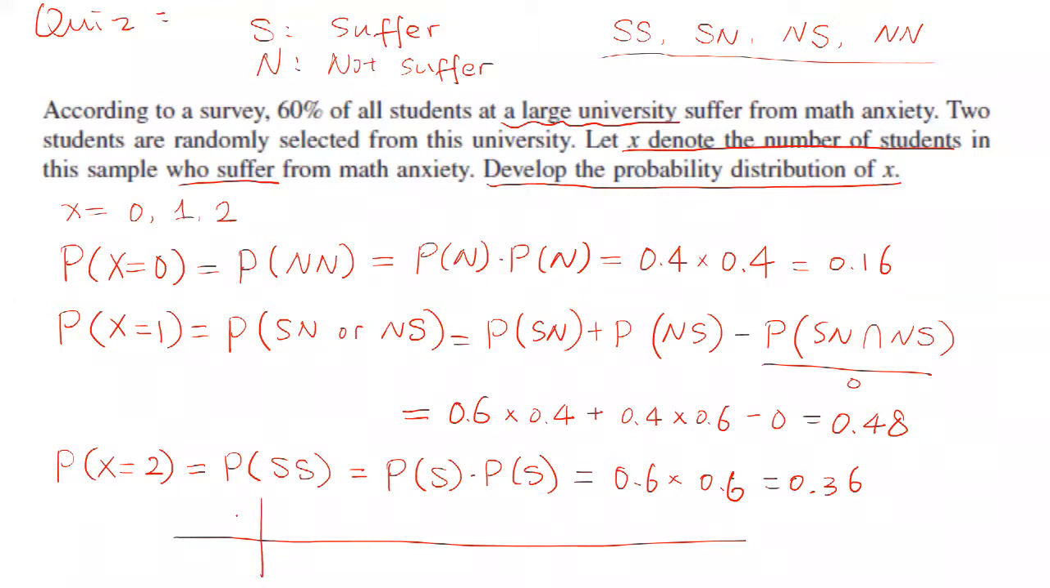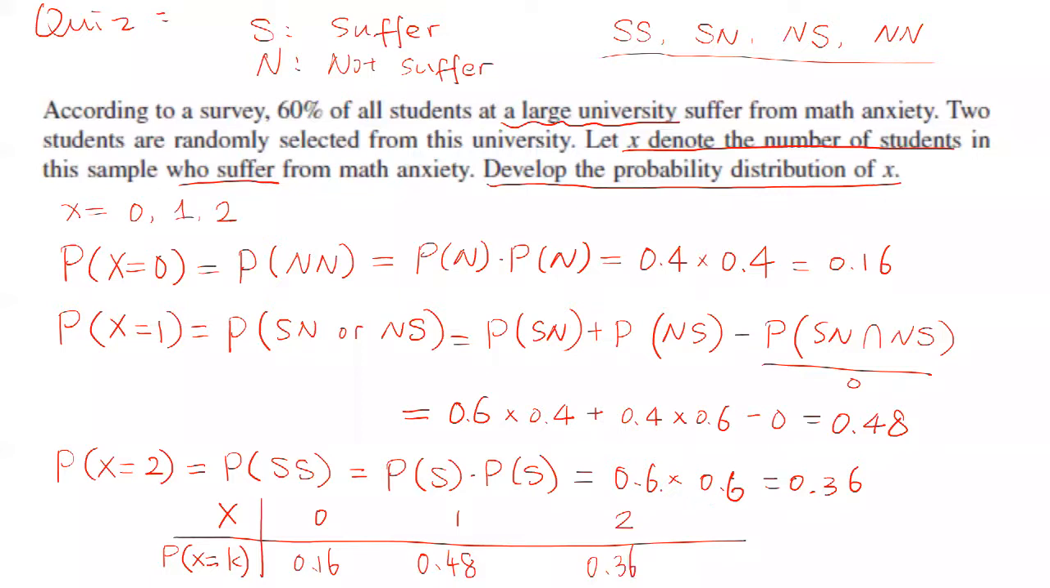It's actually a table. The first row lists all the values X can assume, which are 0, 1, 2, respectively. And in the second row, we list the corresponding probabilities. So the probability of X being 0 is 0.16. The probability of X being 1 is 0.48. And the probability of X being 2 is 0.36.